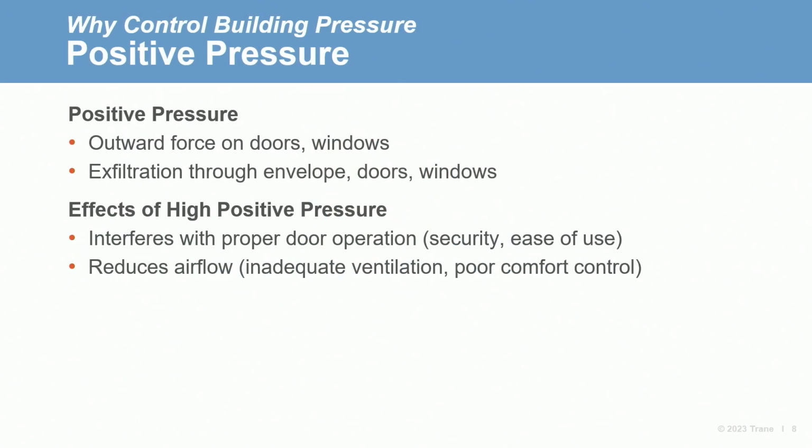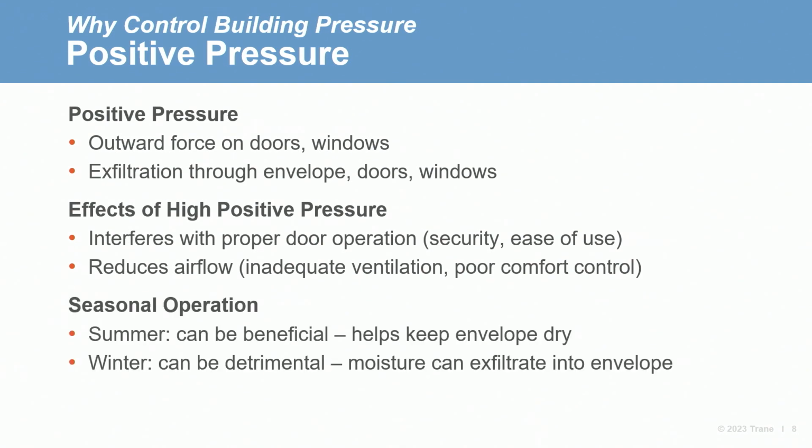But there are times that a little exfiltration caused by positive building pressure is a good thing. For example, when the outdoor air humidity is high, exfiltration of dry indoor air helps keep the building envelope dry. But in the wintertime, excessive exfiltration of moist indoor air can lead to condensation on cold surfaces inside the walls, which can lead to microbial growth, corrosion, and structural damage.